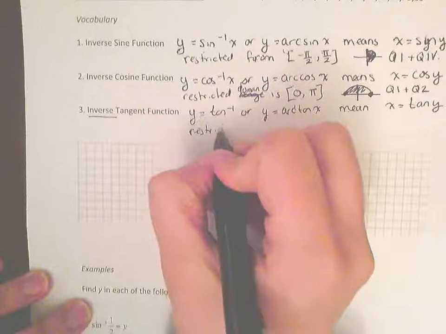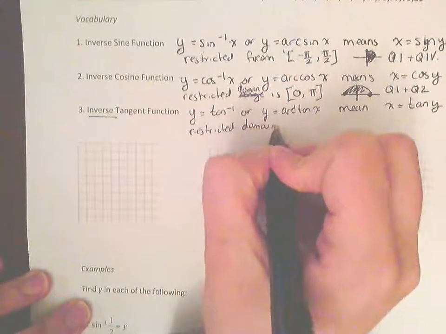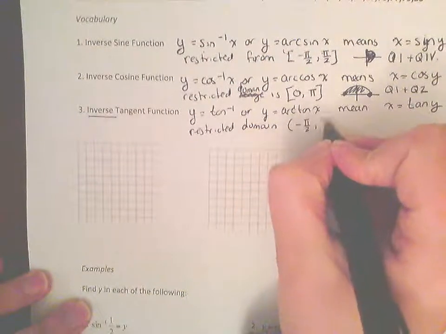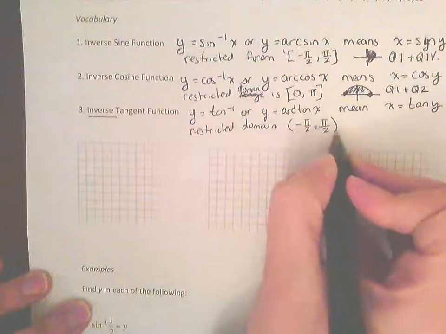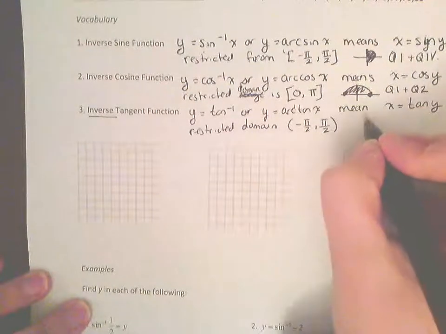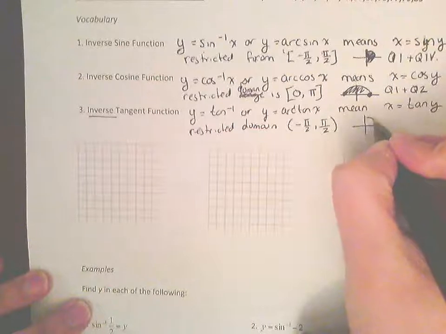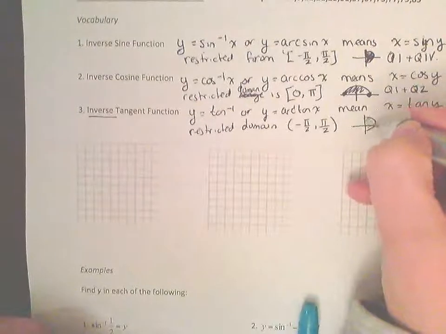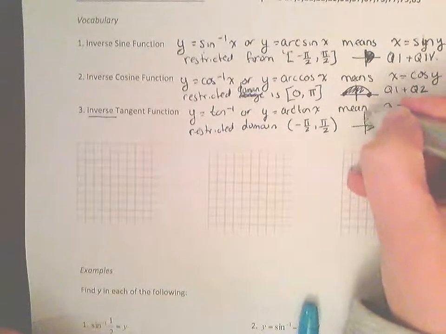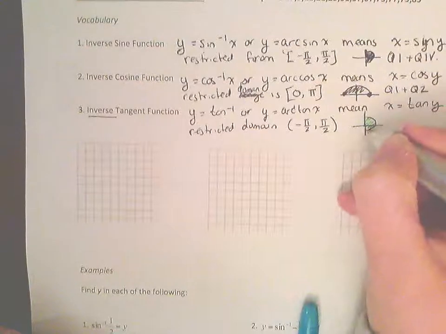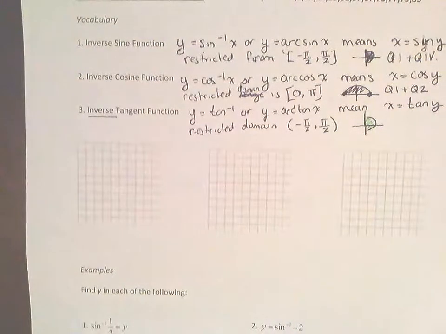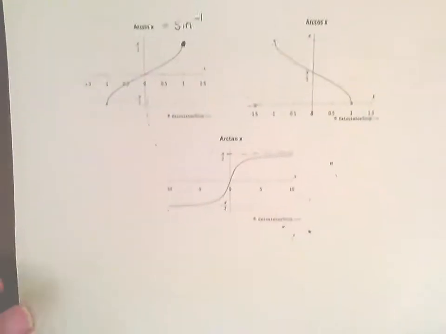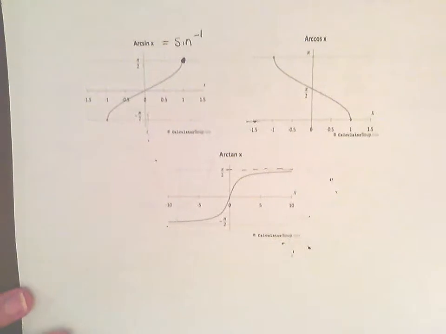and it has a restricted domain between negative pi over 2 and pi over 2. And you notice that I left them in parentheses because they are not included. It's hard to show this right here, but it is within this quadrant, but this line I should have made a dashed line because those points are not included. Okay? I'm not going to redraw these, but here is the quick image of the 3.